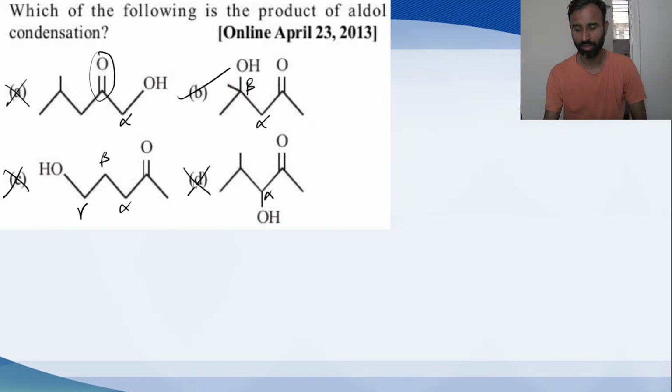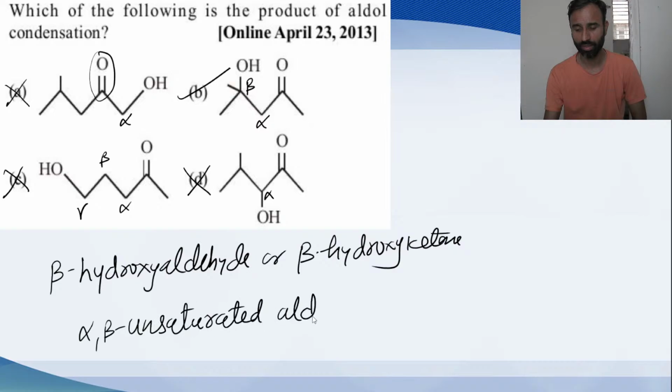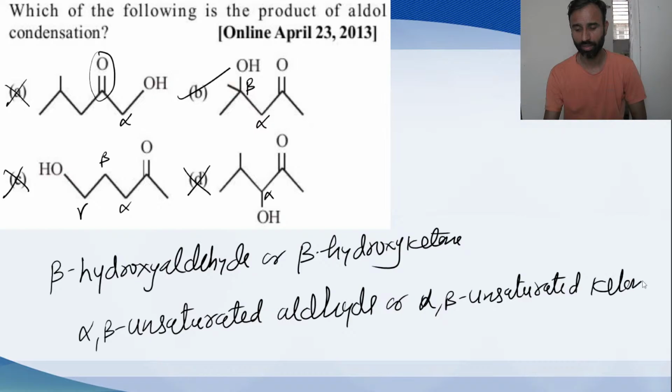Because in aldol reaction, first we get beta hydroxy aldehyde or beta hydroxy ketone. On further heating it will give alpha beta unsaturated aldehyde or alpha beta unsaturated ketone. Okay, so B is the right option.